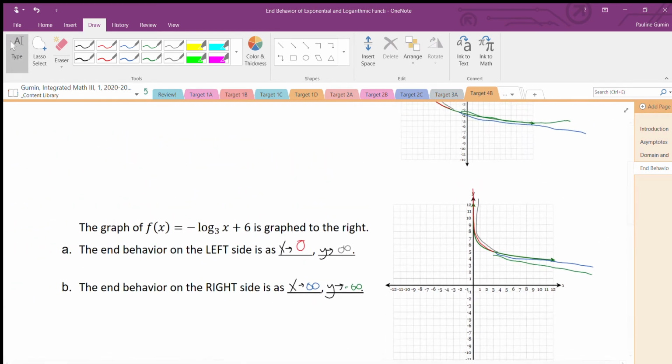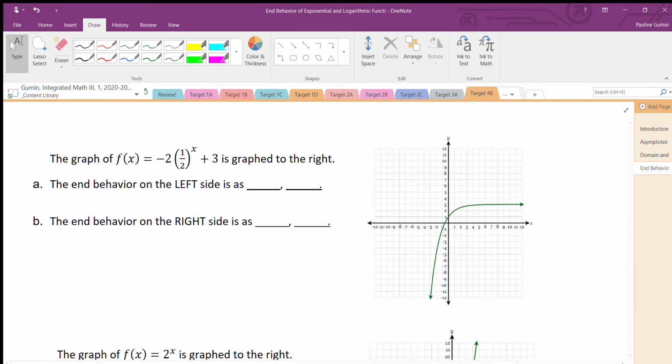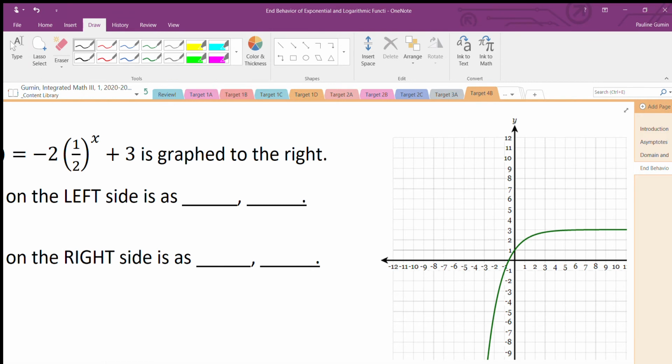Okay. Let's try some exponentials. All right, so here's an exponential one, and we're still going to be looking at their arms. We're going to look at the left arm and see what the x's and y's are doing. We'll look at the right arm to see what the x's and y's are doing.